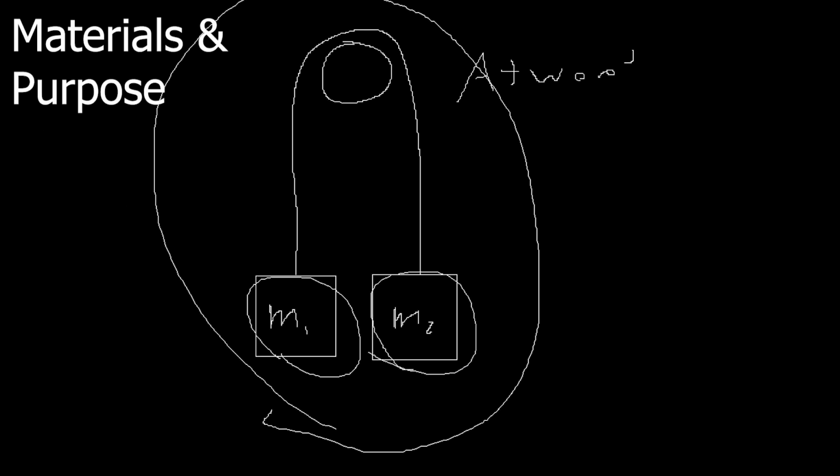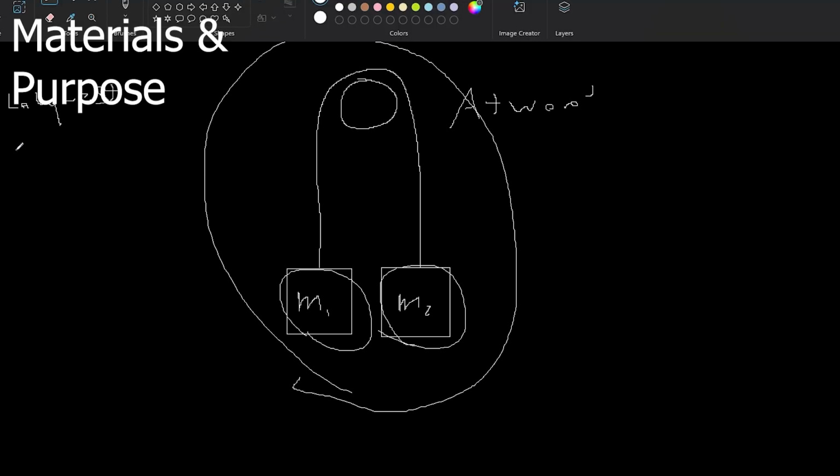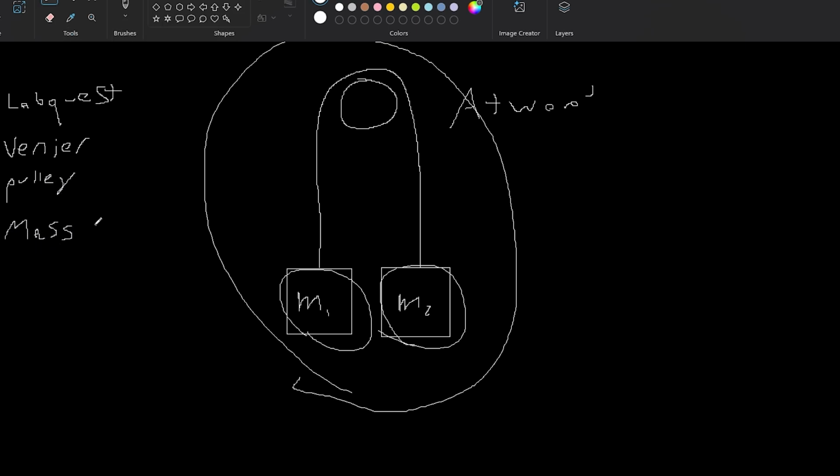And the materials we need are a LabQuest, a Vernier photogate, a pulley attachment, a mass set, and a string.